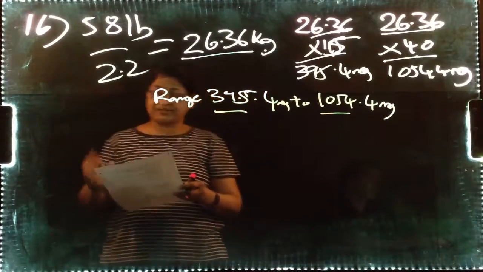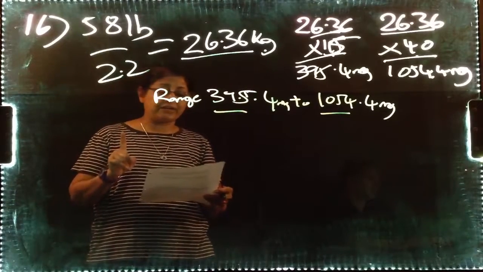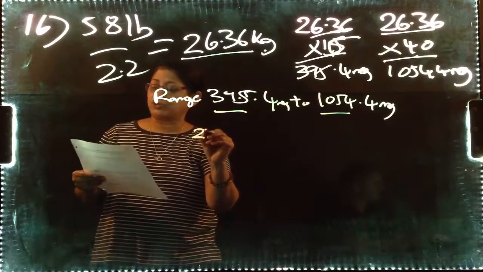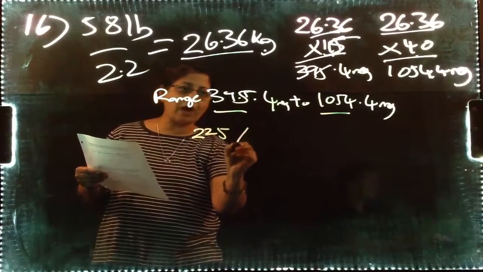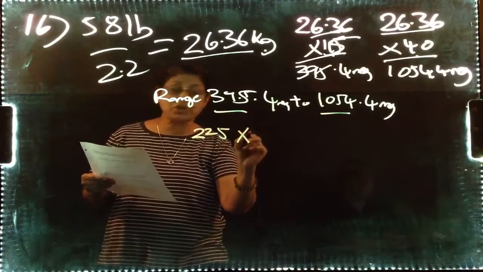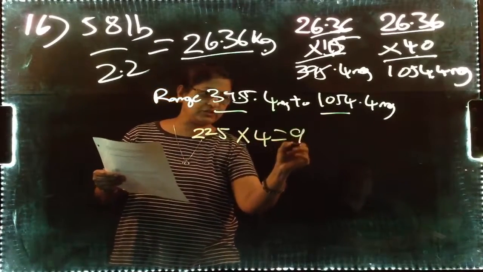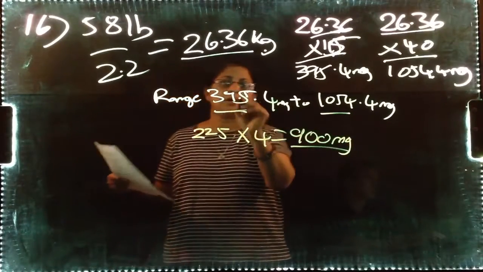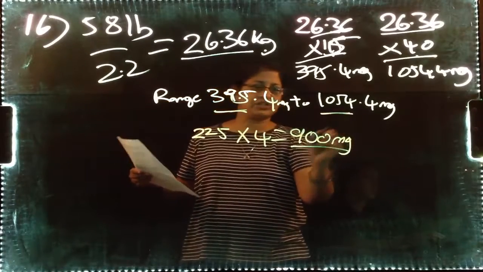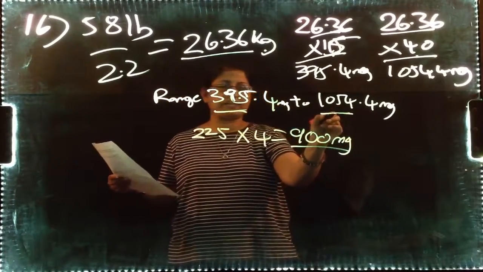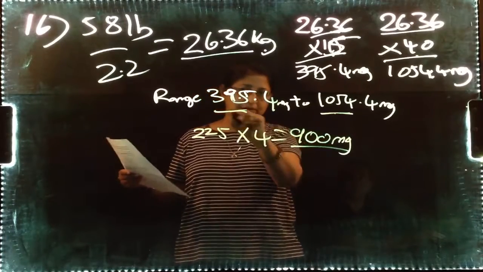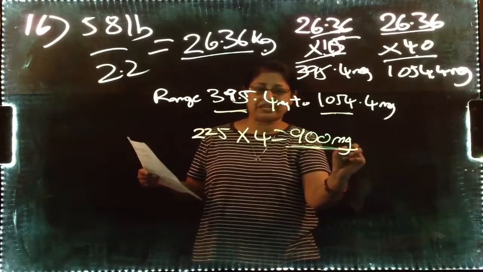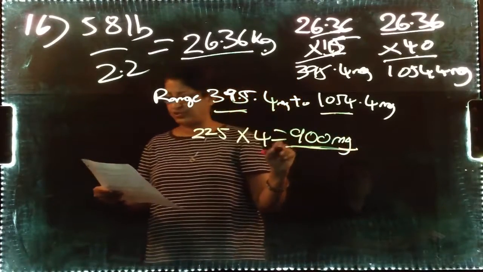Now remember, it said that we are supposed to give 225 milligrams every 6 hours. So 225 milligrams, you're going to give it every 6 hours. In a 24-hour period, you are going to give it 4 times. I hope you understand this. In 24 hours, the total is 900 milligrams you're going to give. Is it within the range? Yes, it is. It is greater than 395. So this is within the range. This is a safe dose to give. This is within the range for the child to give the medication.